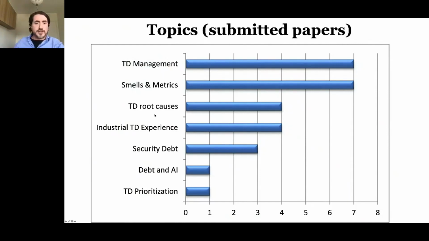A lot about the root causes, because of course we can manage technical debt, but it's also good to try to avoid it by understanding the causes. We are very happy to see that we have at least 4 industrial experiences talking about technical debt. Something new, and something that is probably becoming a bit hot, security debt is picking up with 3 publications, and debt and AI seems to be picking up as well. And also 1 paper on technical debt prioritization.